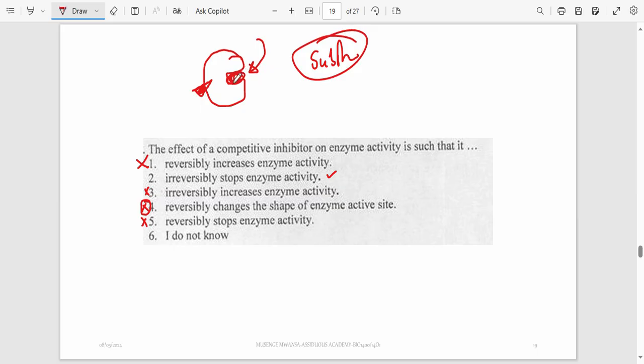It's like you're competing for the same girl. So the one who has more money, if she loves money, is going to win. So when you increase the number of substrates, they'll win over the competitive inhibitor. So competitive inhibition is actually reversible. So reversibly stop enzyme activity, this is a correct answer. Option 2 is not correct. Irreversible means that even if you increase the substrate, you'll not help with the reaction. No. So the best option is 5. Have I made it clear?